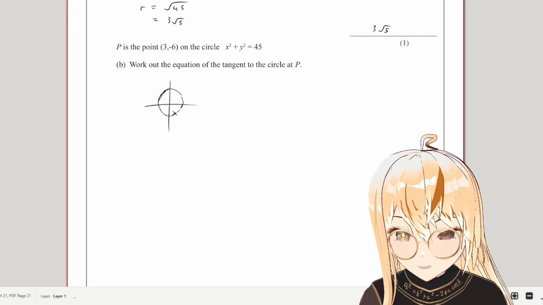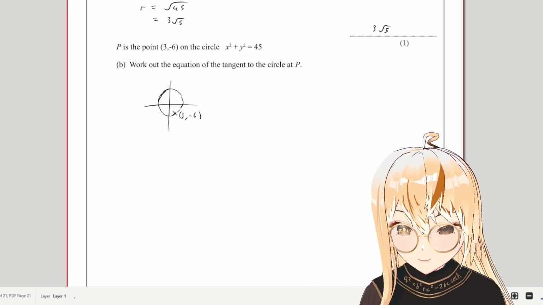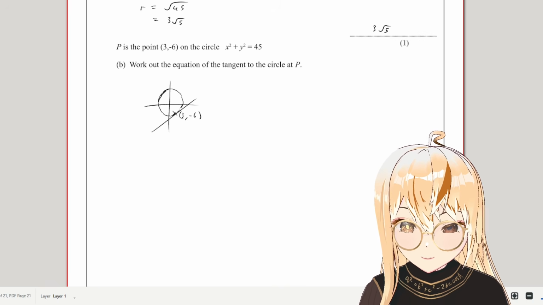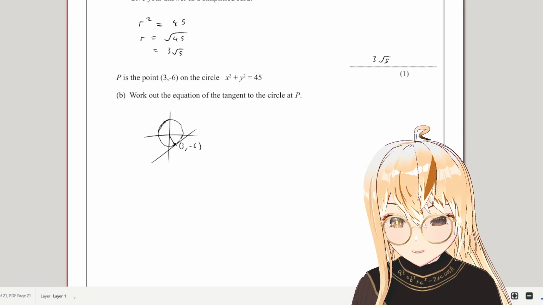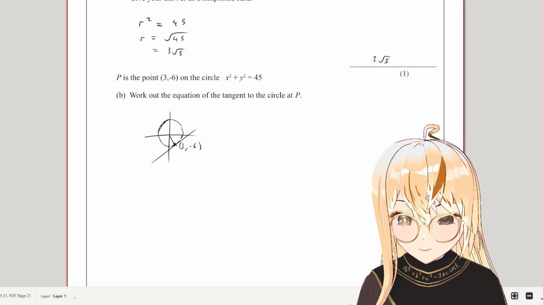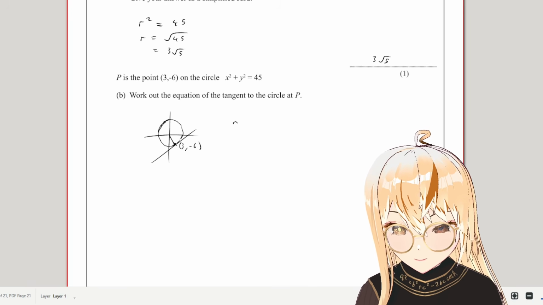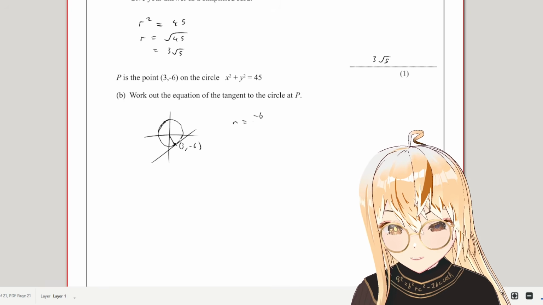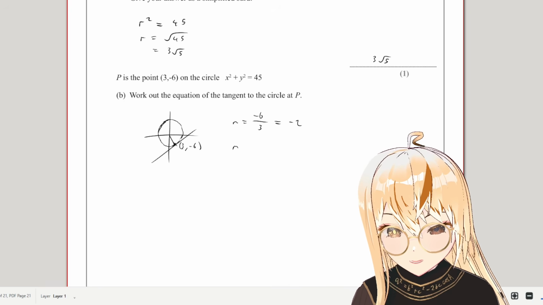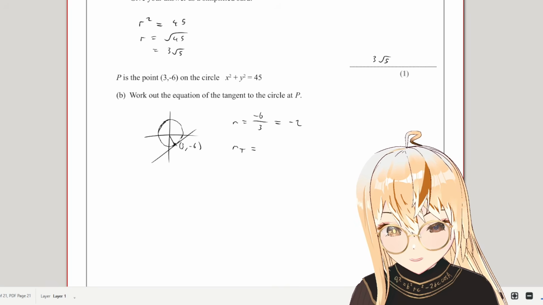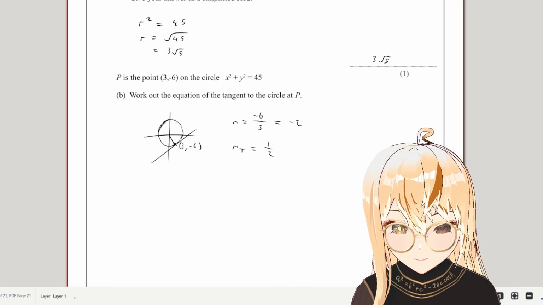3, minus 6 is like down here. So we want to find the tangent, which is like that. So simply we can just find the gradient of the line connecting the origin to this point 3, minus 6. So that would just be change in y over change in x as usual, which is minus 2. Then the gradient of our tangent is the negative reciprocal.